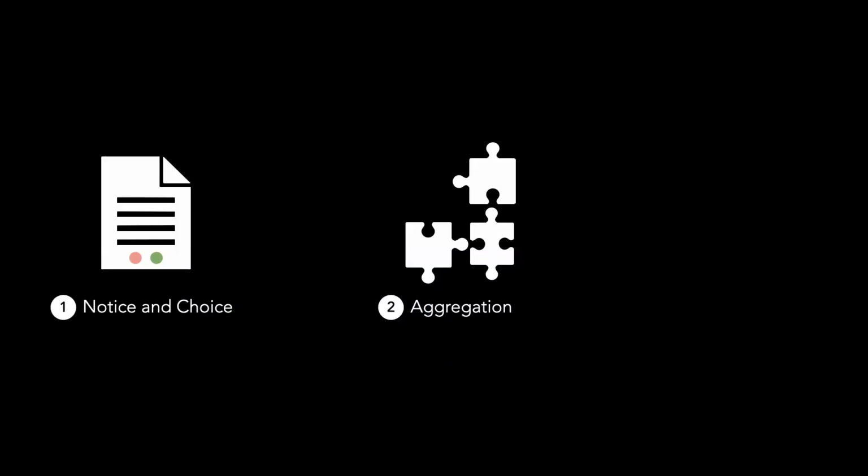The second is the idea of aggregation, which means multiple kinds of data collected about you can be combined to paint a holistic picture, including who you are, what you do, where you live, and also what you might like in the future.